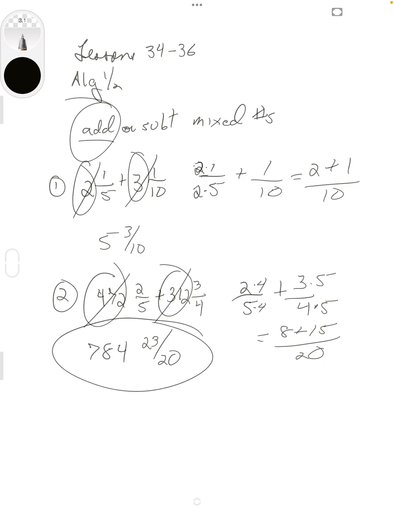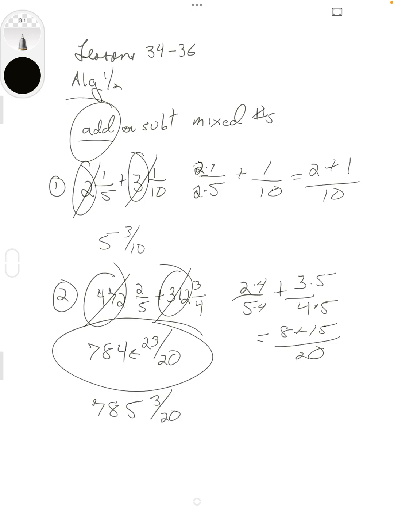However, this is too big. I usually don't write this as an improper fraction. The numerator is bigger than the denominator, so I'm going to have to take 20/20 out and put it there. So it becomes 785. If I take 20 out, then I can move that up 1. And 23 minus 20 is just 3. So I just take 20 of those out.